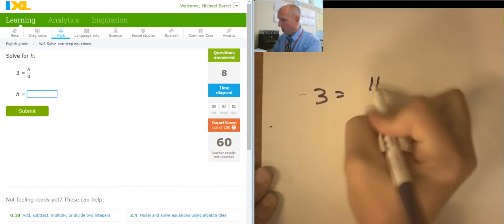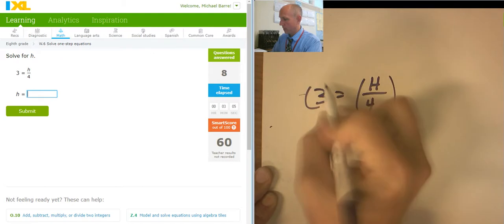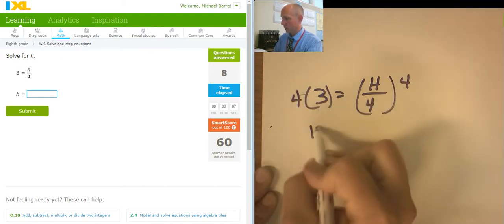3 equals h over 4. I'm going to multiply both sides by 4. It's going to give me a 12.